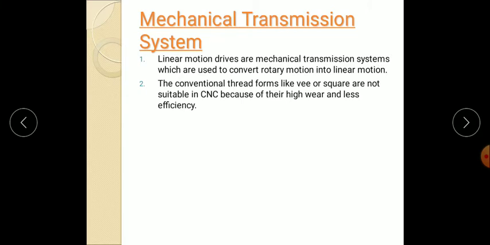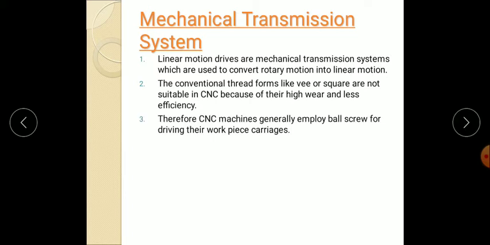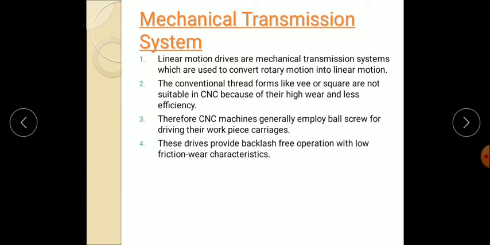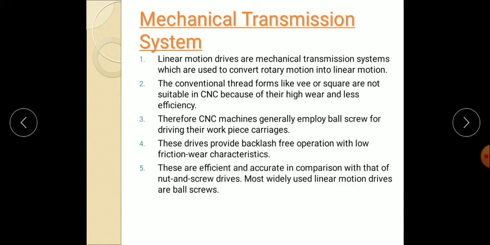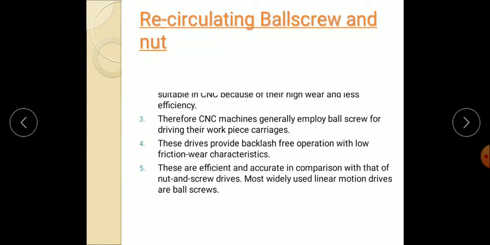The conventional thread forms like V or square are not suitable in CNC because of their high wear and less efficiency. Therefore, the CNC machine employs the ball screw for driving the workpiece carriage. This drive provides backlash free operation with low friction wear characteristics. These are efficient and accurate in comparison with that of nut and screw drives. Most widely used linear motion drives are the ball screws.